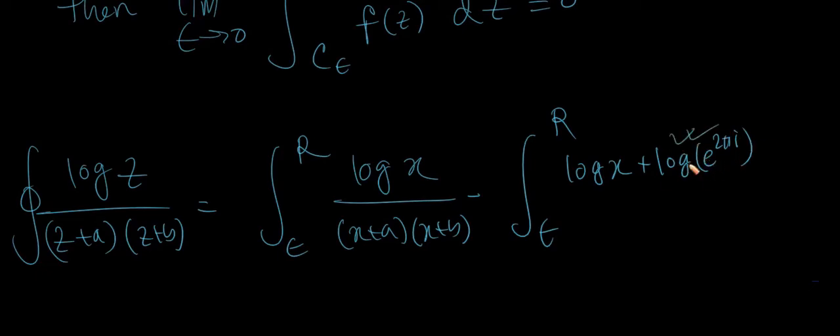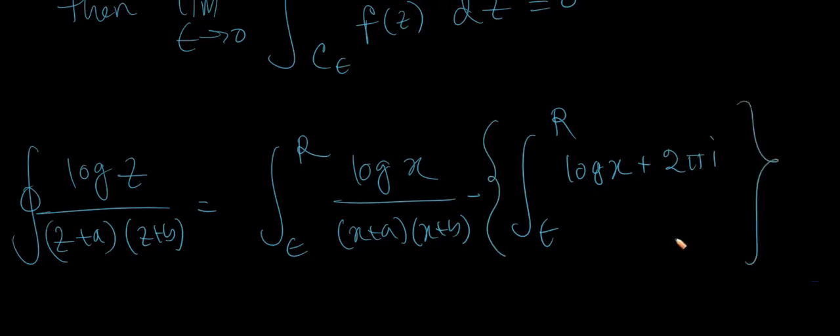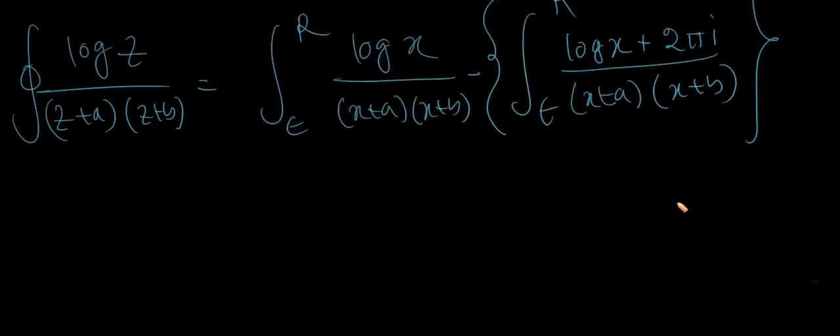And if you evaluate this thing, this is just 2 pi i. So that's why we didn't use the identity e to the power 2 pi i equals 1 in the first place. So let me write it like this, 2 pi i, and obviously put a bracket over here because the minus sign is outside, and use x plus a, x plus b.